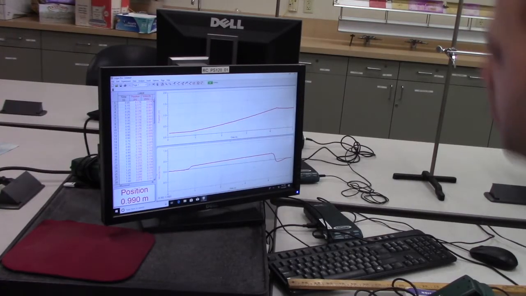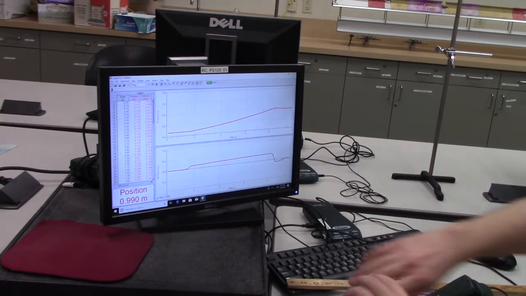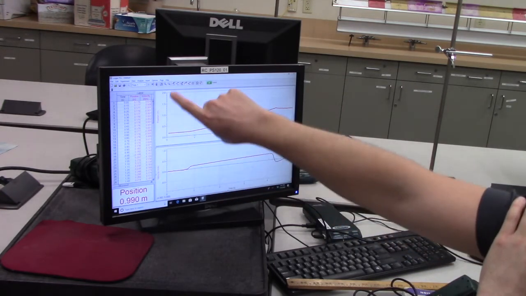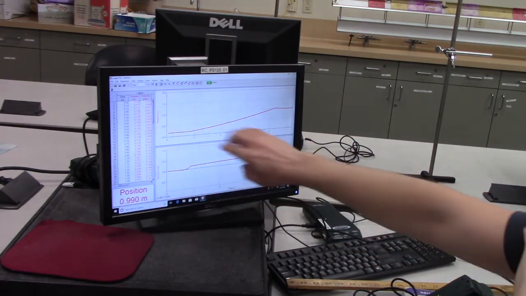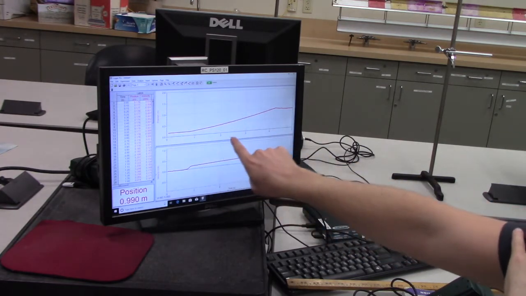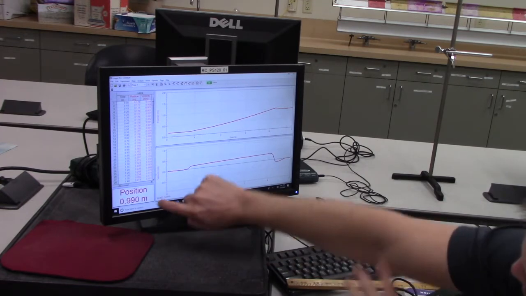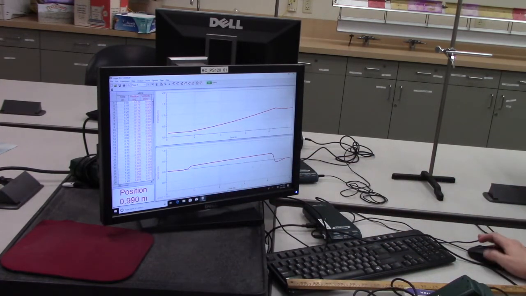Okay, now here's the data from the motion detector when we plot it out. The graph on the top shows you the position of the cart versus time. So position is on the vertical axis, time is on the horizontal. This graph on the bottom shows you velocity versus time, and that's the one we want to focus on for now. So the first thing to take note of is that the velocity is initially 0.